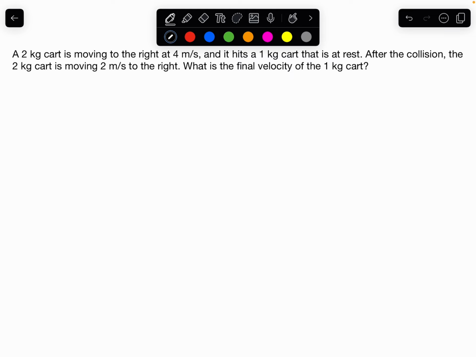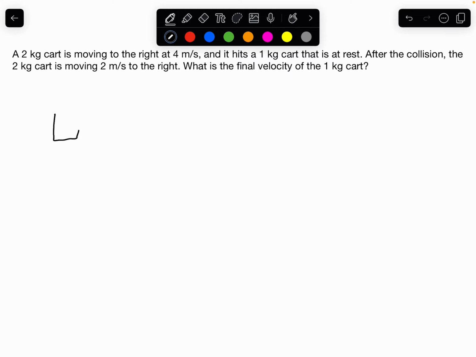Here's the problem. A 2 kilogram cart is moving to the right at 4 meters per second, and it hits a 1 kilogram cart that is at rest. After the collision, the 2 kilogram cart is moving 2 meters per second to the right. What is the final velocity of the 1 kilogram cart? Okay, so I recommend just drawing this.